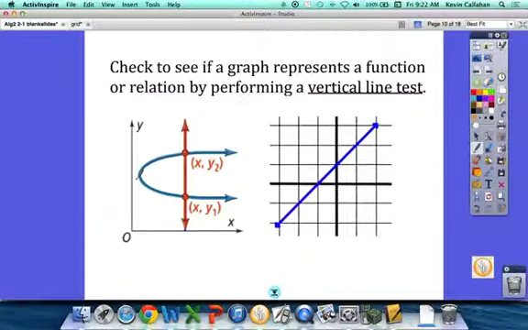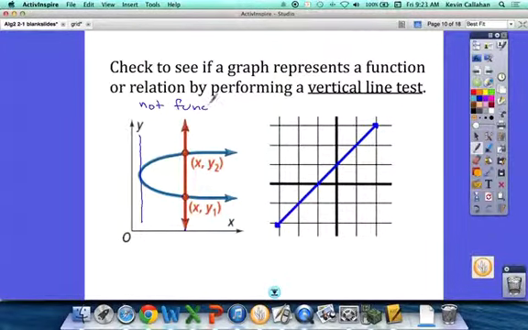Right there. What if I drew a line right there? I mean, that would pass a vertical line test, but it doesn't matter because somewhere on that graph it fails a vertical line test. It's not a function. This is not a function.